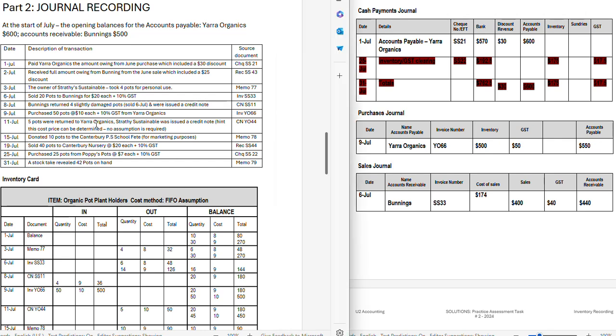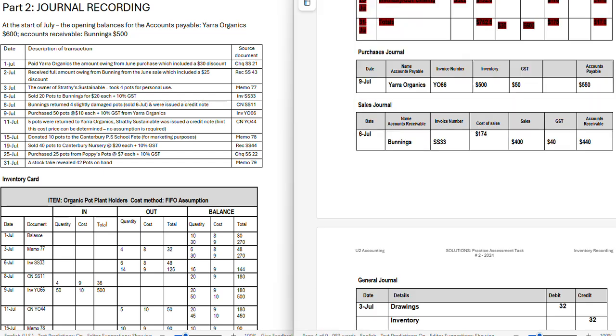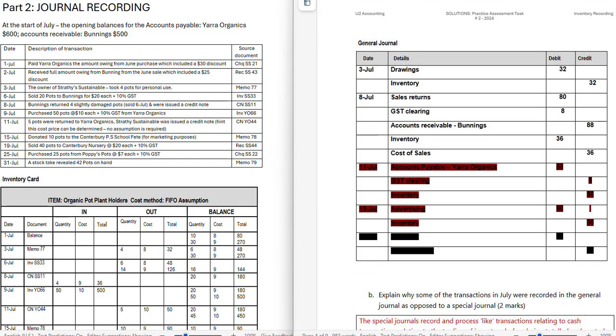Then we get to the 11th, and we've returned 5 units that were dodgy. And we don't need to use FIFO here. We know that they're from that $10 batch. 5 tens is 50. Again, special journals don't cater for returns, so this is going to be GJ. So let's go to the GJ.